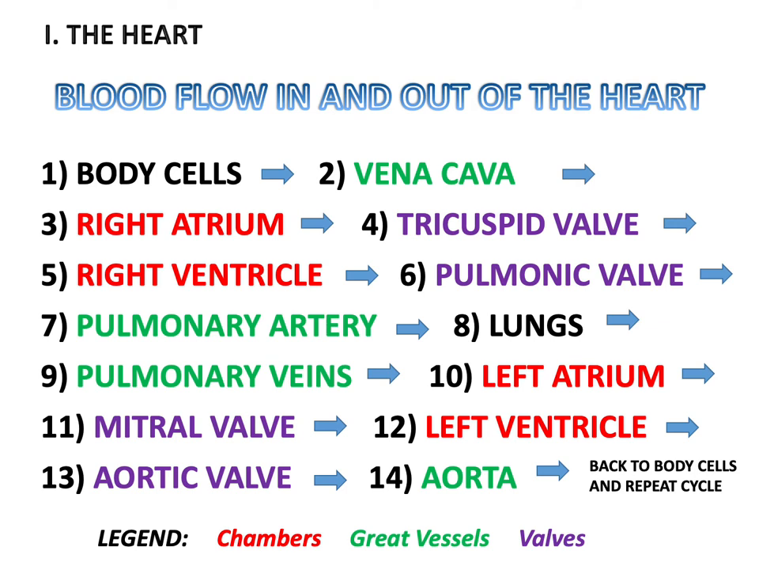This is the same with the previous slide. It's just that the ones mentioned here instead of the photo are the actual chambers, which are in red, the great vessels in green, and the valves in violet, all working together. The body cells and the lungs in black represent the systemic and the pulmonic circulation respectively. So again, this is the direction of blood as it enters the heart as an unoxygenated blood and exits the heart as oxygenated blood.